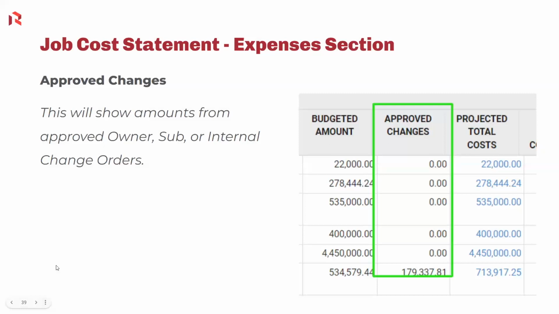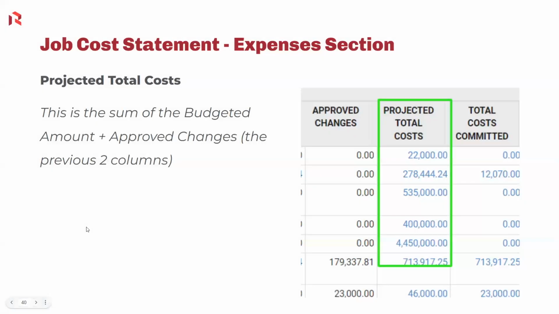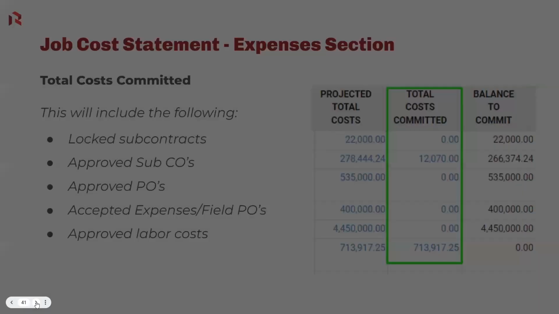The next column, going from left to right, from budgeted amount to the approved changes, again, are approved change orders. And that can be an owner change order, a sub, or an internal change order. Any amount allocated to each of the cost codes. Next column to the right is the projected total costs. So it's the sum of the budgeted amount and the approved changes. So the first two columns that we talked about are going to be summed into this column.